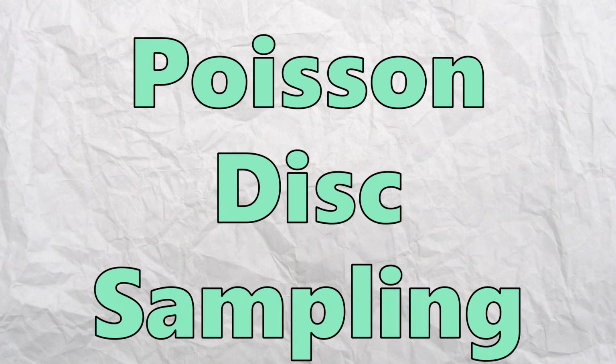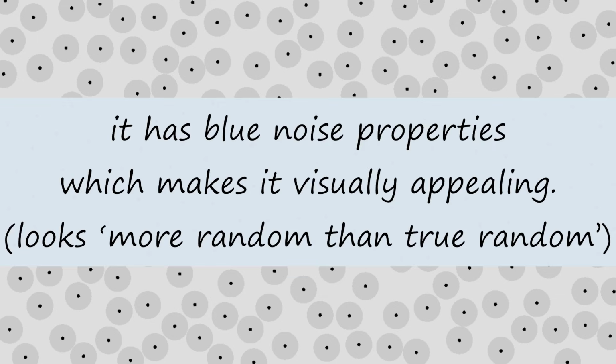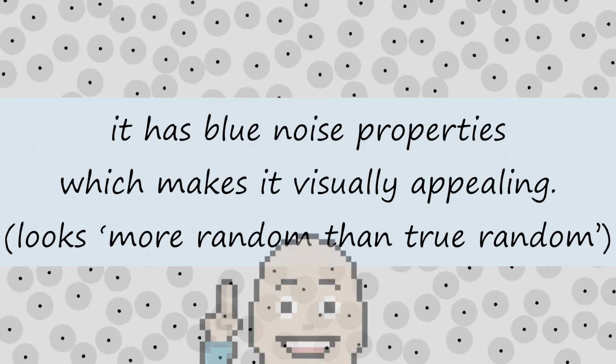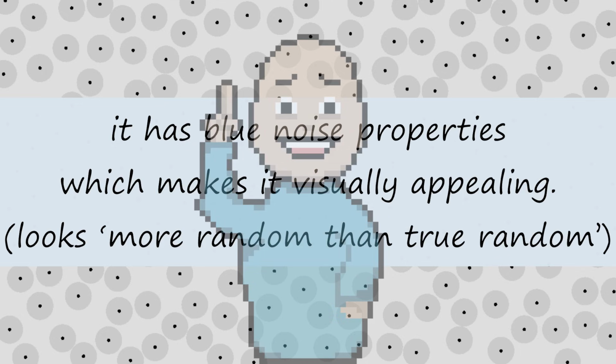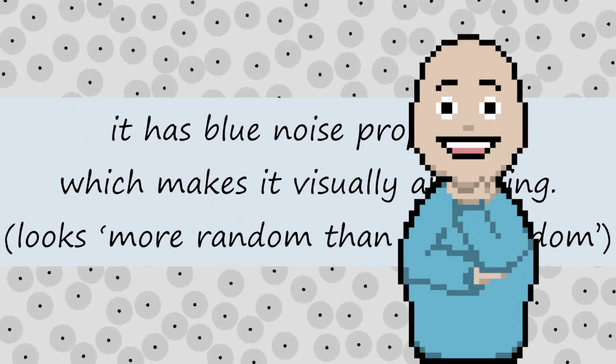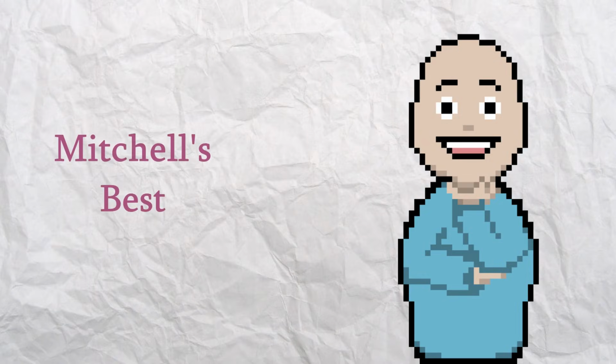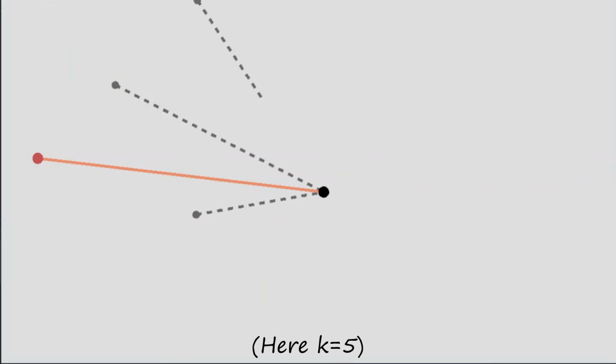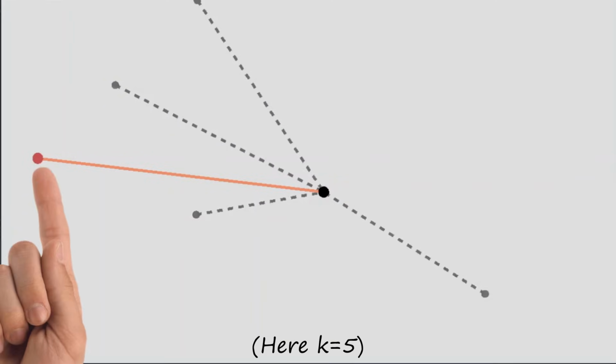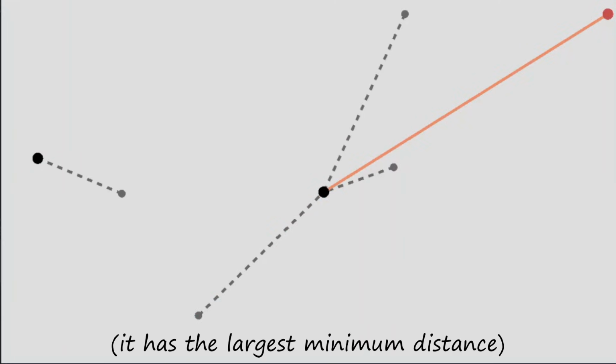Poisson disk sampling ensures a minimum distance between every point and its neighbors. Actually, there's more than one way to achieve this, so we'll start with an approximation called Mitchell's best candidate. We start with a single sample chosen randomly, and then at every step, we generate k random candidates inside the area and add the best one as a new sample. The best candidate is the one furthest away from all current samples.